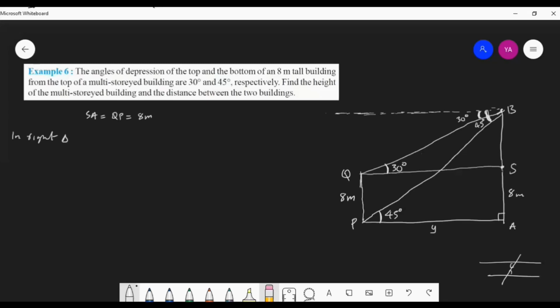SBQ, in a different way we can name, no problem. QSB, the top 30 degree elevation comes. Not elevation, actually here depression. So in triangle QSB, which trigonometric ratio do we need? Tan 30. In QSB, apply tan 30.